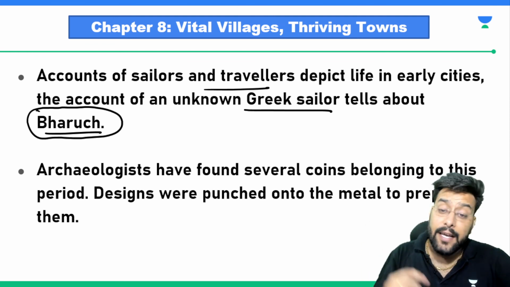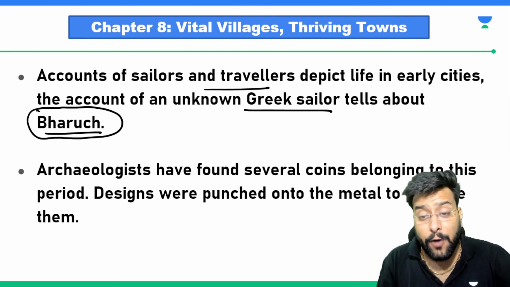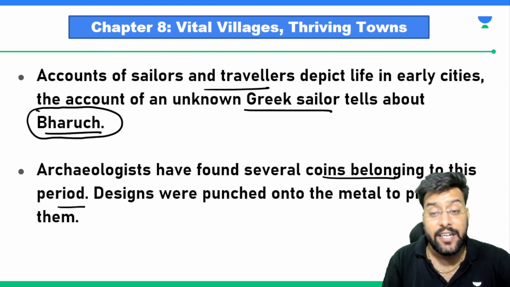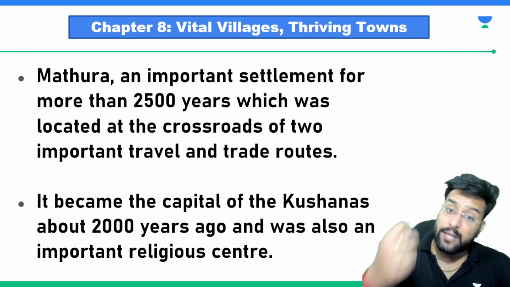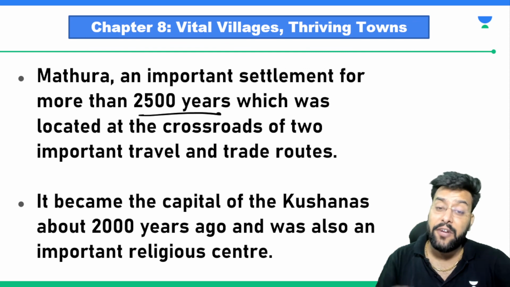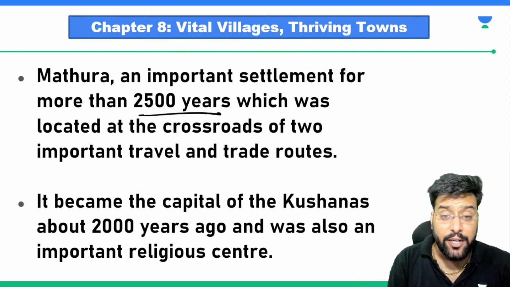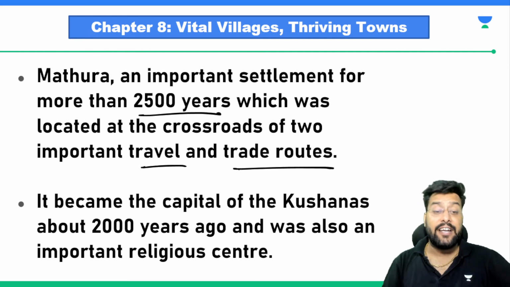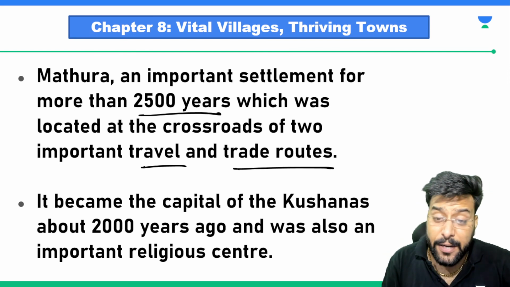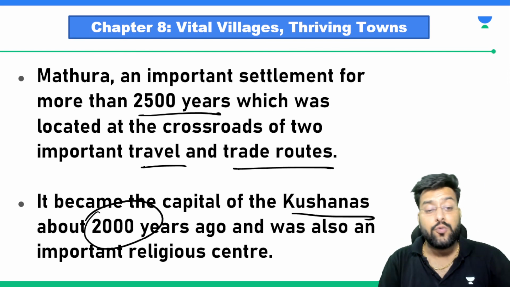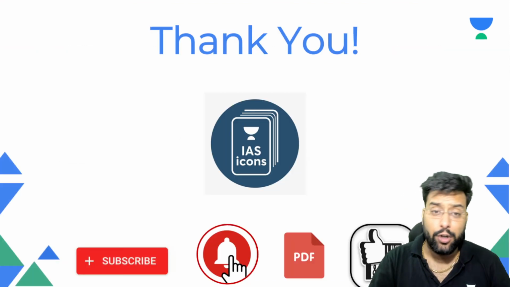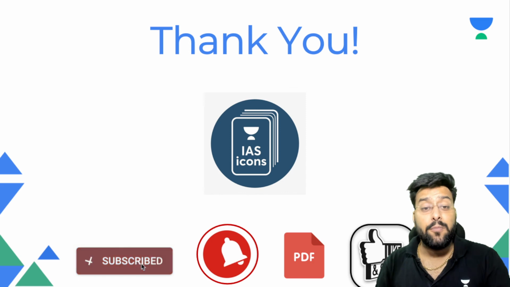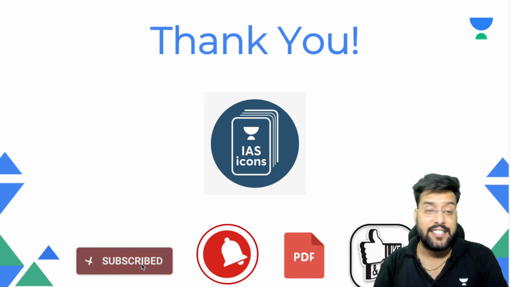Archaeologists have found several coins belonging to this period. The designs were punched on the coins, so that's why they were known as punch marked coins. Mathura was an important settlement around 2500 years ago. I told you it was located at the crossroad of two important travel and trade routes. It became the capital of the Kushana Empire somewhere around 2000 years ago, and was also an important religious center. Even today, Mathura and Vrindavan form one of the most important religious destinations in the country.